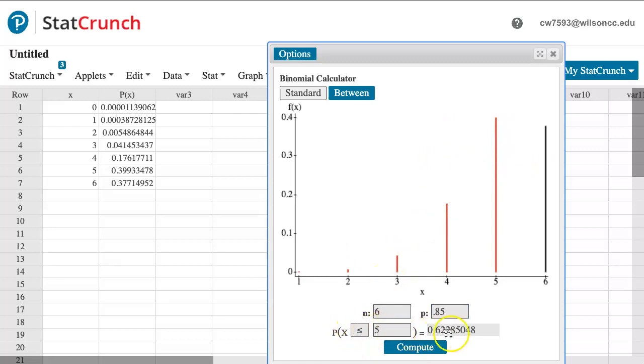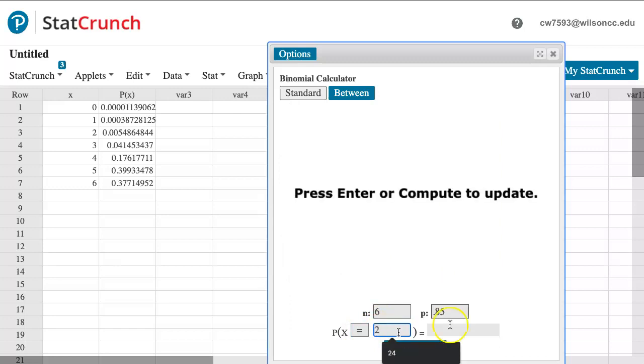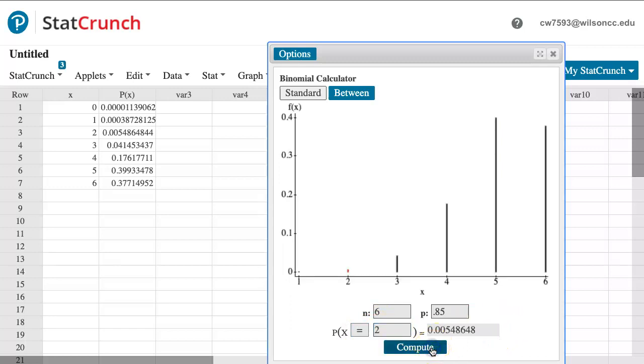But if I want to see some other information here at the bottom of the screen, like for instance, the probability of exactly 2, I can come down here and say the probability that X equals 2 and compute. And notice it's just that one piece of the graph that's highlighted. I actually have the same value here that I had from the table.